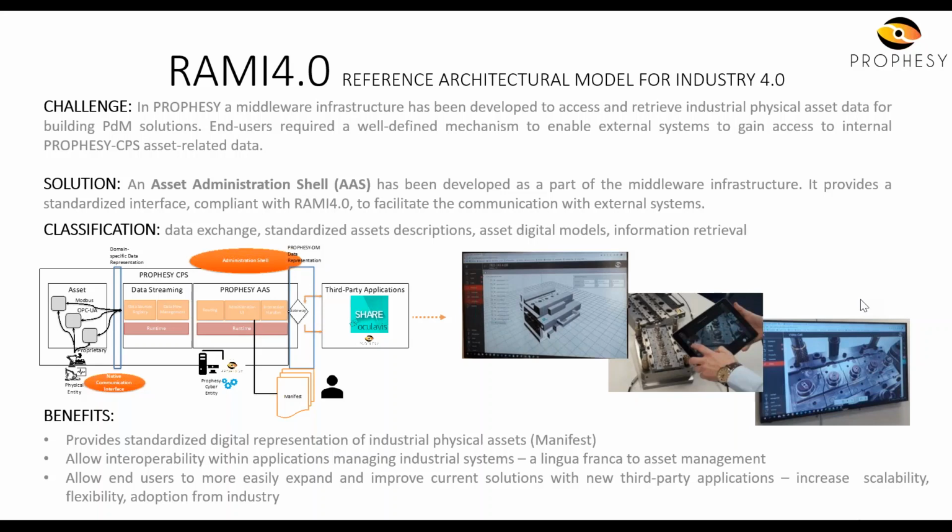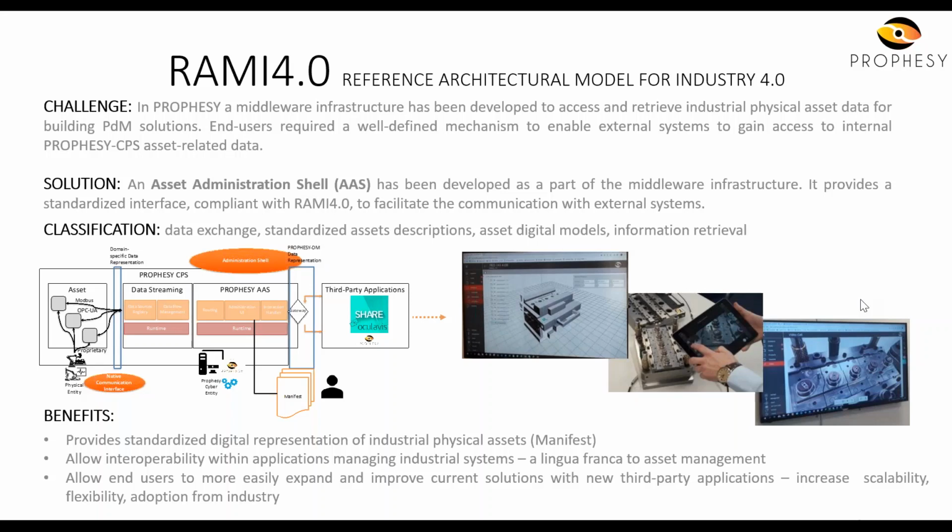as we can see in the figure on the left side, where basically the asset administration shell has been deployed between an external application and the ProForesee middleware infrastructure. And the role of the asset administration shell in this case is to stream data to an external application. In this case, the application that we had is a third-party application named Share Platform, and this application uses ProForesee data to create augmented reality services.